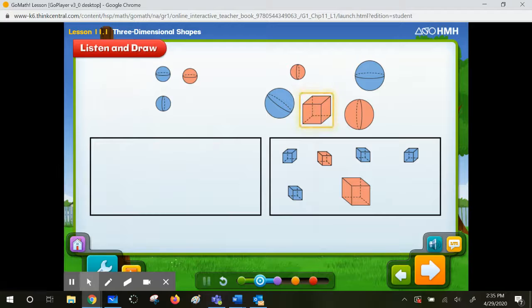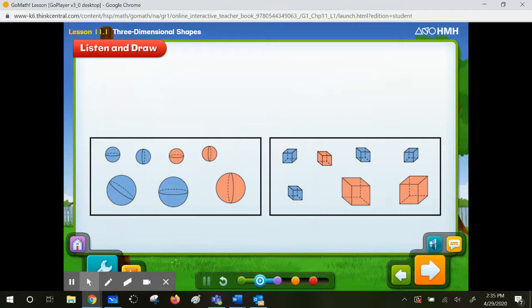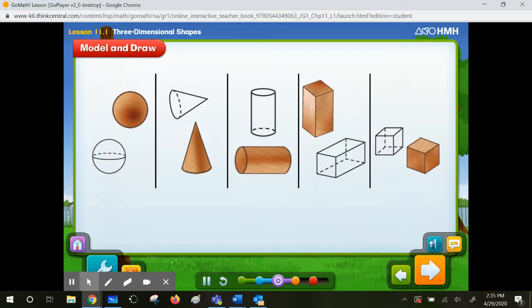Last one. Here are all the shapes that stack in one box. Let's compare the shapes. This group has all the same shape, spheres. And this group has all of the same shape, cubes. These are three-dimensional shapes. Think about how each one is the same as or different from the other shapes.